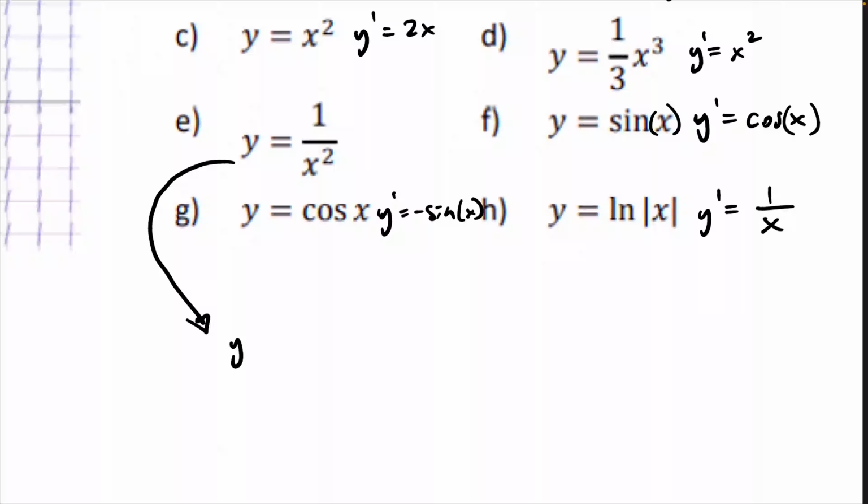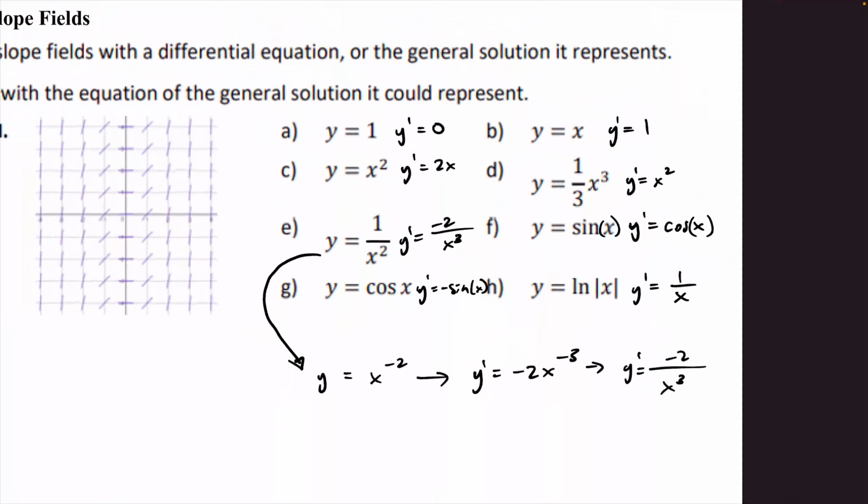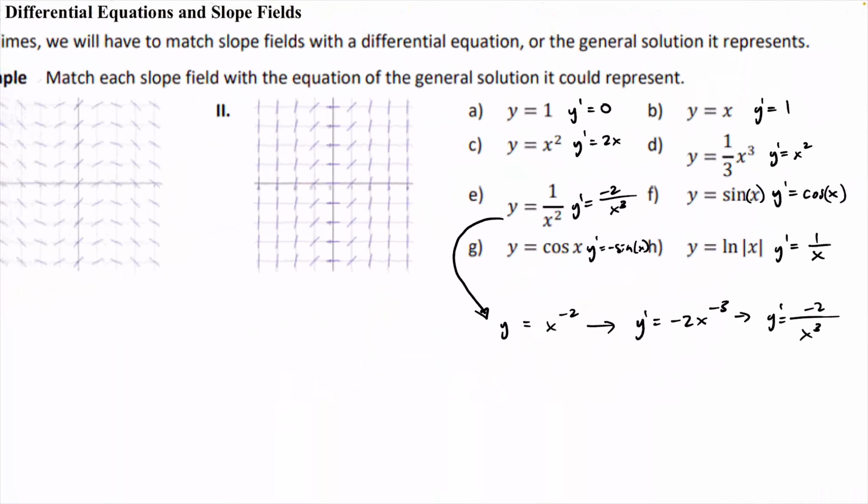I skipped this one because you probably need to do a little bit of work to do it. So then you'd get negative 2x to the negative 3, which is negative 2x cubed. So it's not as easy to do in your head. That's why I left that one for last.